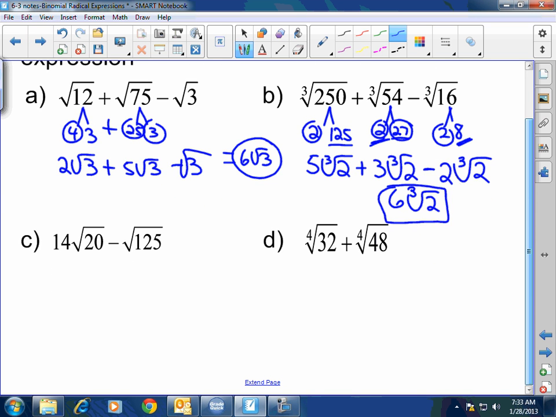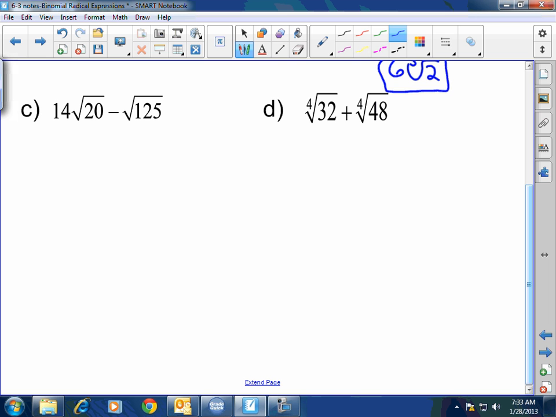Let's continue. Let's do a couple more examples. 14 times the square root of 20. It's going to be 14 times, let's break this down. This is 4 times 5. Well, I know that the square root of 4 is 2. So I'm going to bring this 2 on the outside, but I have this 14 here. Don't be scared of that. Just multiply the 2 to the 14. So I'm going to have 28 square root of 5.